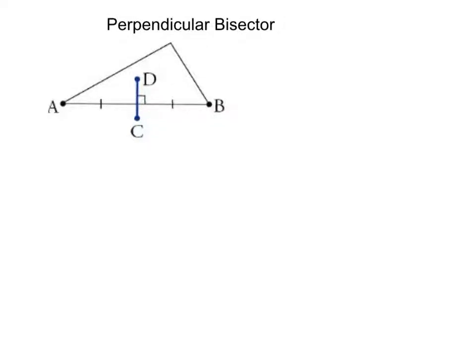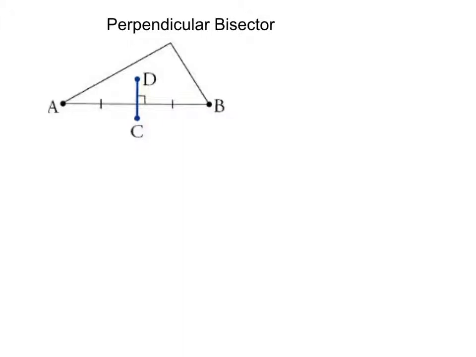Today we're looking at perpendicular bisectors, and as the name describes, a perpendicular bisector is a line which cuts through the midpoint of a line segment at right angles. So this line CD, you can see it's perpendicular to AB, and also it's cutting it exactly in half.